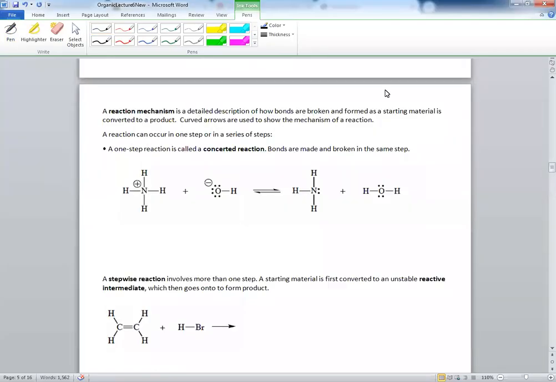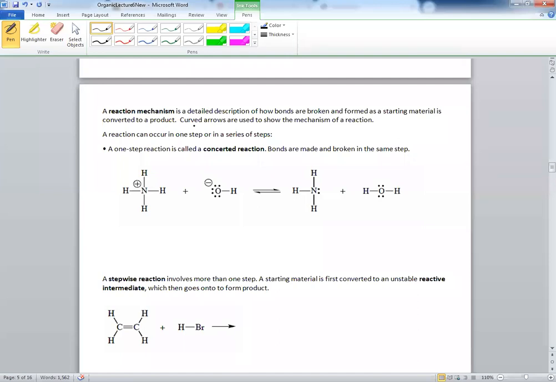Reaction mechanisms. You will see them all the time in this class. Very important. So what are reaction mechanisms? They are a detailed description of how bonds are broken and formed as starting material is converted to the product. And of course, curved arrows are used to show the mechanism of the reaction. There is no such thing as a mechanism without curved arrows.